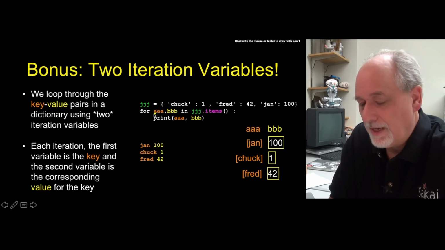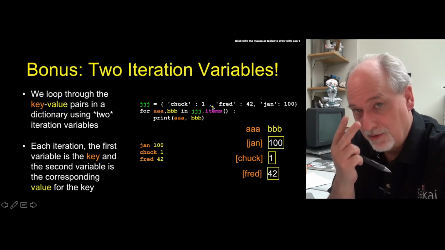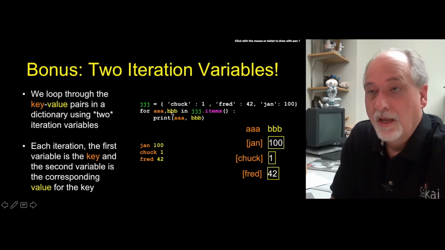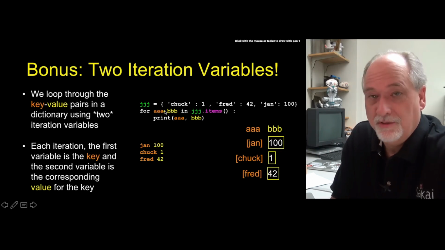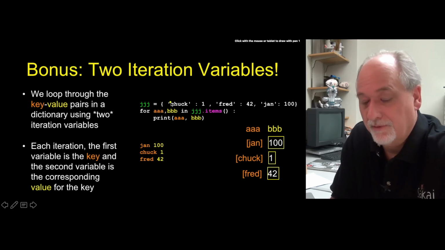What we can do is, this items gives us back, each item in the list has a key and a value, and we can actually take 2 iteration variables. For AAA, comma, BBB, this is 2 iteration variables, and if you're coming from another programming language, this is super cool, and it's a Python-only feature. I have never seen another language that's capable of doing something this simple and that elegantly.